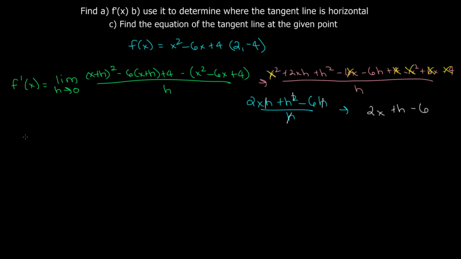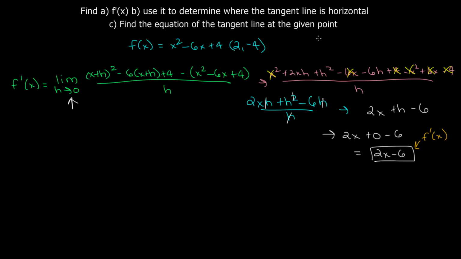But again, remember, we're not done. We want to find the limit as h approaches 0. So when we use direct substitution now, we get 2x plus 0 minus 6, which is just 2x minus 6. Okay, so that is going to be our derivative. So this is part A, f prime of x, our equation that gives us the formula for the slope at every point along this function, is 2x minus 6.